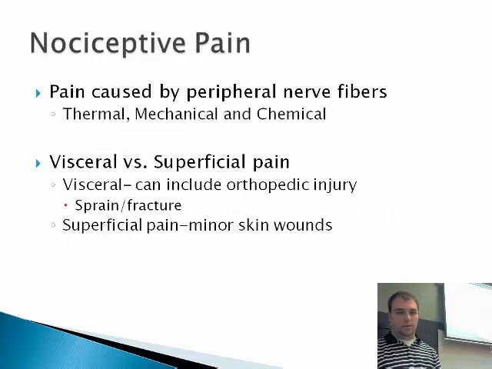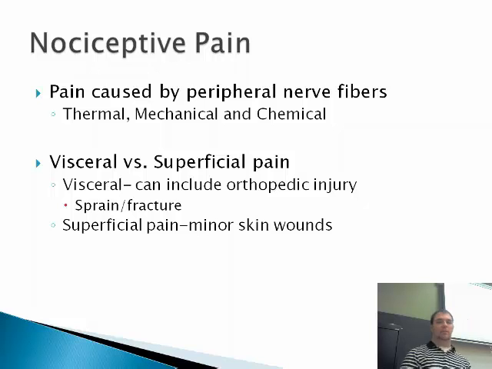So I talked about nociceptive pain. It's pain caused by peripheral nerve fibers: thermal, mechanical, chemical. Thermal, hot, cold; mechanical, getting punched; chemical, I don't know, something in your eye that causes an irritant. So you're making dinner and you get some pepper in your eye. That's a chemical-induced nerve fiber issue.